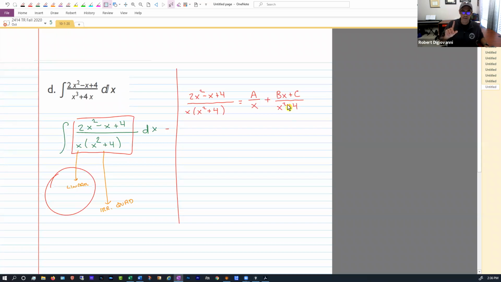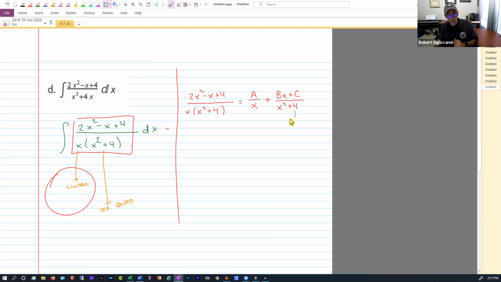So think of it this way. When you have a linear factor, what did you put on top of it? A, a constant, right? That's 1 degree less than what you started with. You started with linear, which is degree 1. On top of it, you put just a constant, which is degree 0. If you have an irreducible quadratic, then what you're going to put on top of it is 1 degree less, which is linear.